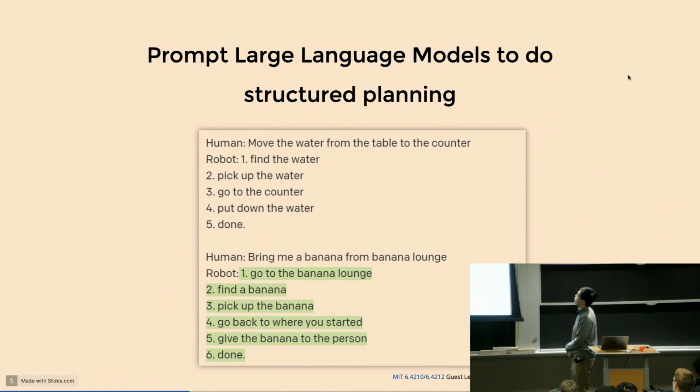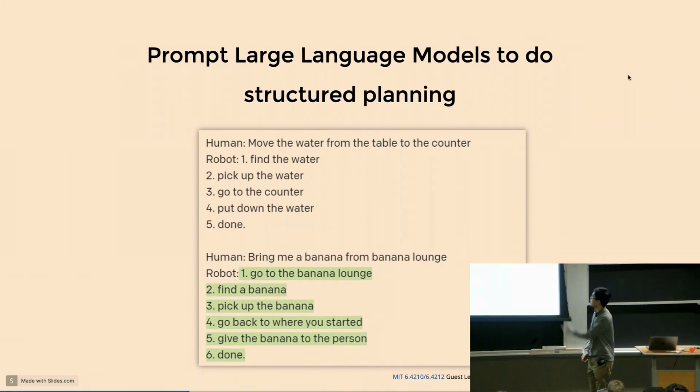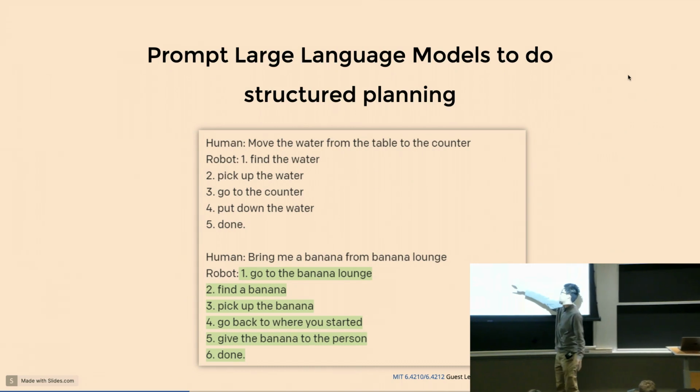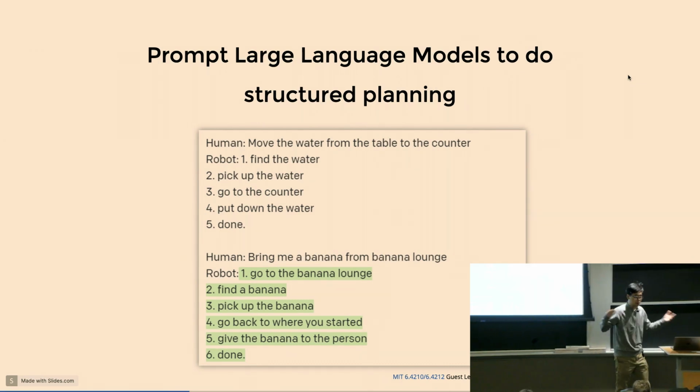So similarly, if I apply it on robotics data, I just give it a few examples. For example, as a human, move the water from the table to the counter, the robot will output a lot of steps like in my instruction. And then now I give it something completely new, like for example, human, bring me a banana from the banana lounge. And a robot will copy the logic before and output a sequence of plans.